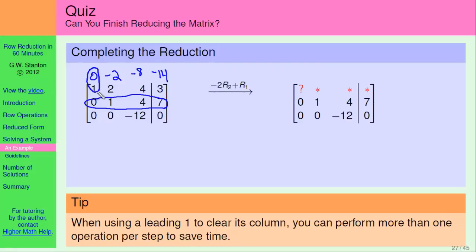to row 1. 0 plus 1 is 1. Negative 2 plus 2 is 0. Negative 8 plus 4 is negative 4, and negative 14 plus 3 is negative 11.